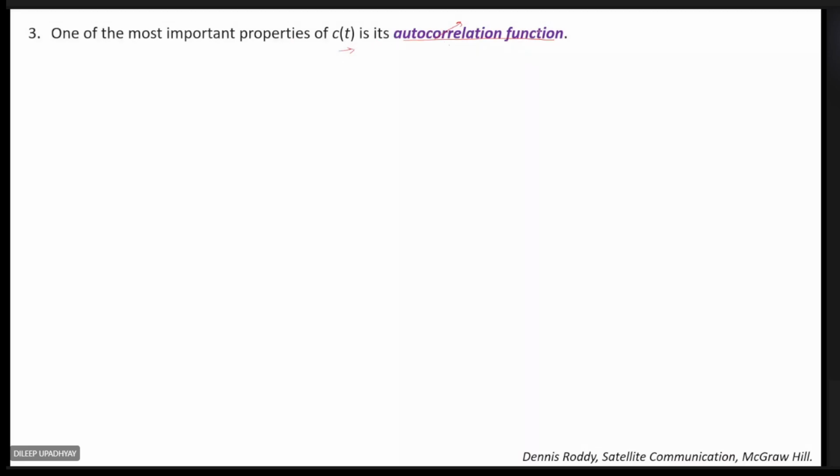In fact, I will be using this autocorrelation function concept in one of the applications of DSSS, that is, how to find out the range of a target using direct sequence spread spectrum. So one of the applications I will be discussing will consider this also. There we will be using this property of the PN sequence, that is, the autocorrelation function. So let us move to that.